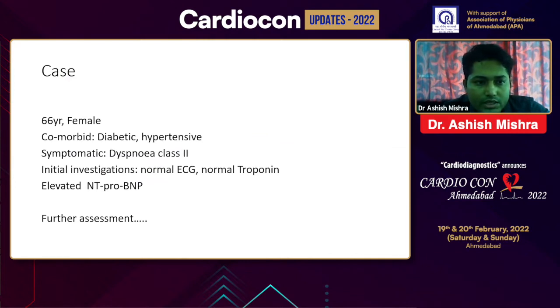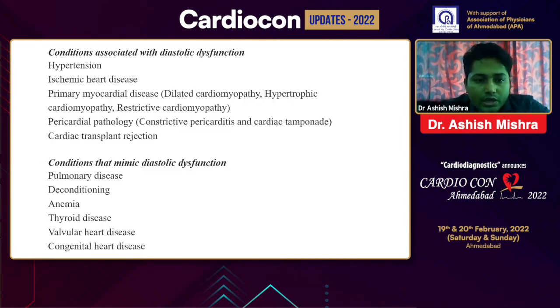We have a case: a 66-year-old female, diabetic, hypertensive, symptomatic with class 2 dyspnea. On initial evaluation, she has a normal ECG and normal troponin levels. She also has an elevated NT-proBNP level, and this warrants further assessment. We should keep the following conditions in mind, seeing the clinical picture of our case.